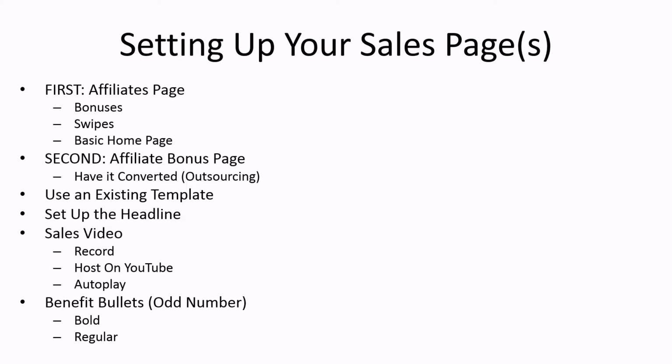So again, with the benefit bullets, you want to have an odd number if possible, and the first one should be bold, and the last one should be bold, right? I'm not entirely sure why that's the case, but it is common practice in sales copy, and I see no reason not to follow it. Any questions so far? Any questions about setting up your sales page? If you have a question, please put the number 4 in the question box, or just write your question in there.